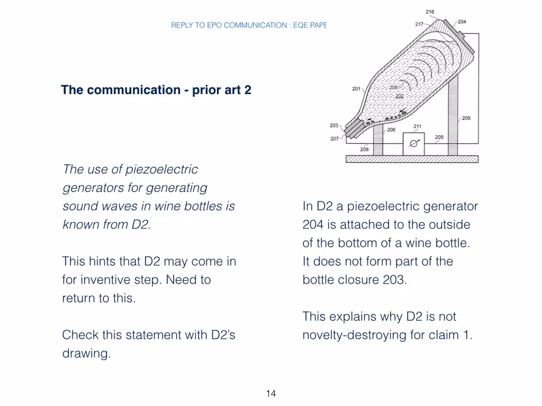The communication doesn't say too much about D2. It says the use of piezoelectric generators in paragraph 3 for generating sound waves in wine bottles is known from D2, and you can check that by looking at the drawing of D2. And there is a sort of hint here that D2 is not relevant for novelty, but may come in for an inventive step. And in fact, if we look at the D2 drawing, there is a piezoelectric generator 204 attached to the outside of the bottom of the wine bottle, so it does not form part of the bottle closure, which explains why D2 is not novelty destroying for claim 1 and is more in the category of secondary prior art. Let's now finish with the communication.